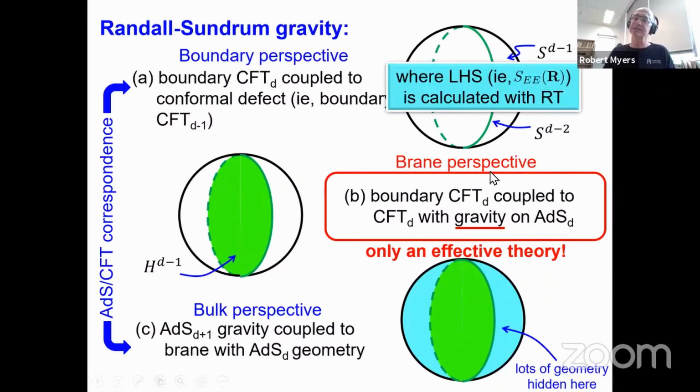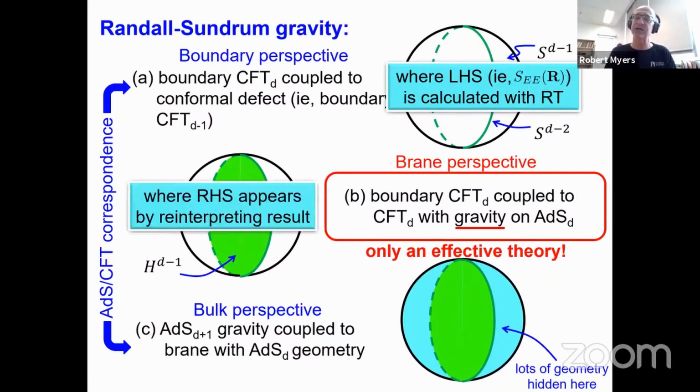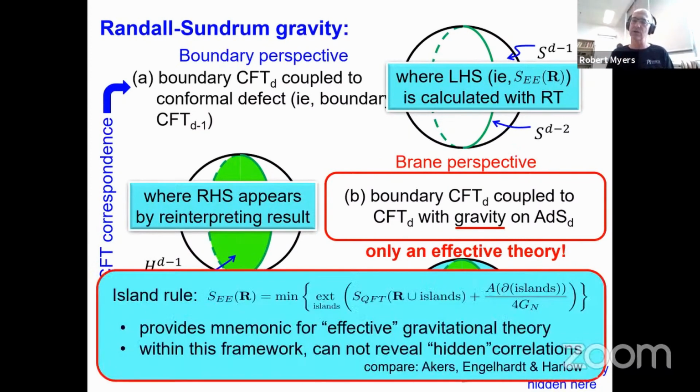When we wanted this understanding in terms of gravity and black holes, we went to this brane perspective, and it's there where the interpretation of the island formula really appears. But again, I want to emphasize that this was an effective theory of gravity on the brane. This was really the standard, or if you like, UV complete description of the system in terms of a boundary theory. So one of the things I want to emphasize is that the island rule is really just a mnemonic for the effective gravity theory.